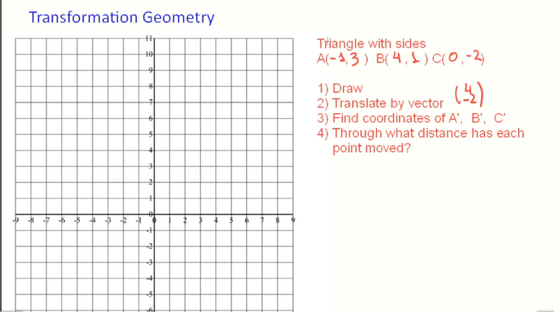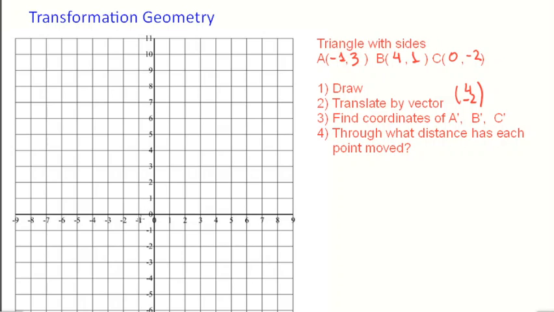So we've got a triangle ABC, and the points are A(-1, 3), B(4, 1), and C(0, -2). So the question asks us first to draw, then translate by the vector (4, -2), find the coordinates of the points, and find the distance that each point has moved. Okay, so first of all, let's draw.